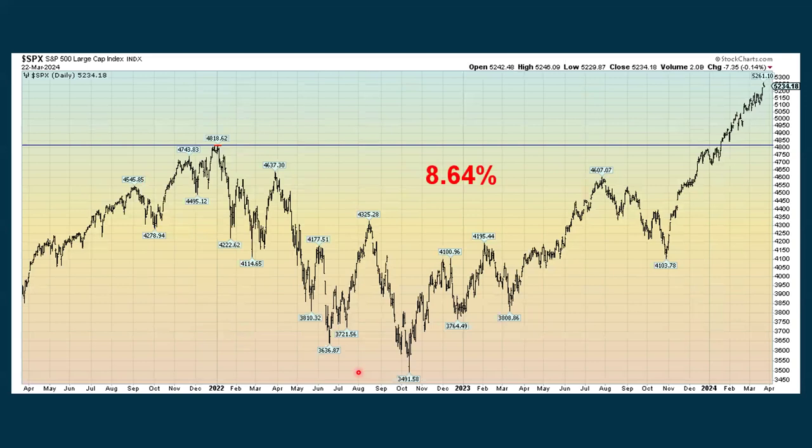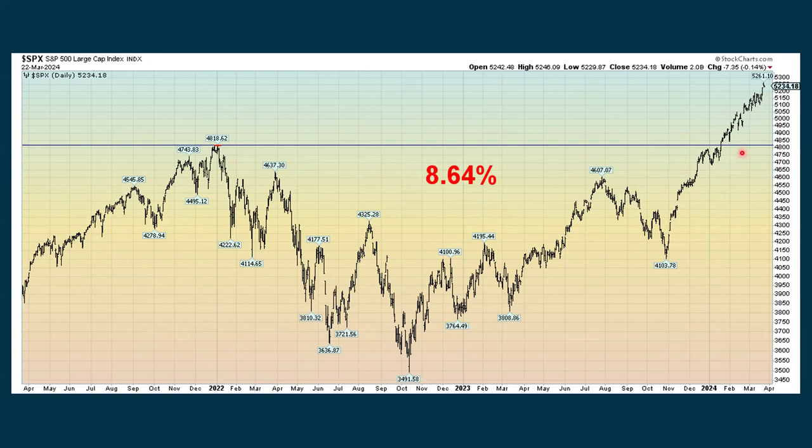Then we just want to know, how far are we above the previous all-time high that was set in early January 2022? As of Friday's close, we're up 8.64% above the previous all-time high for the S&P.